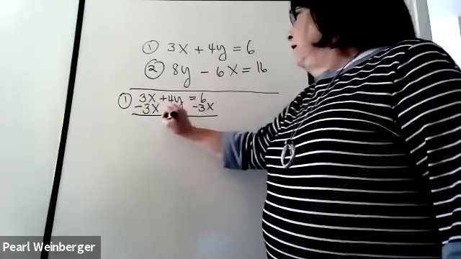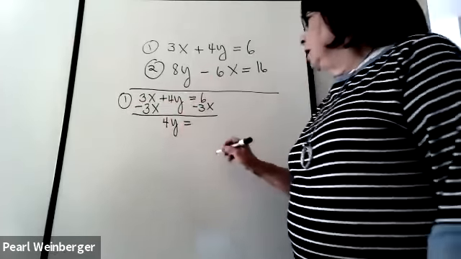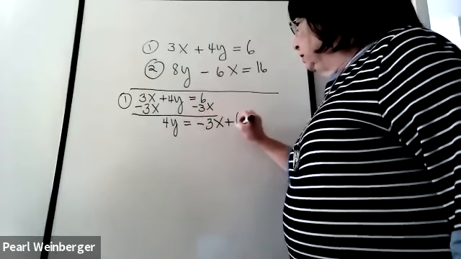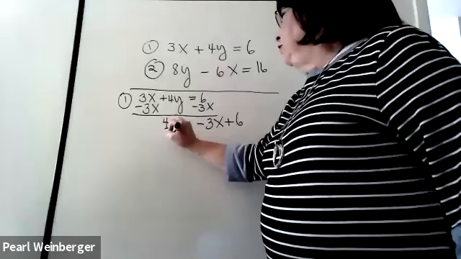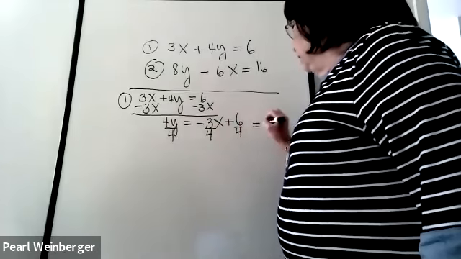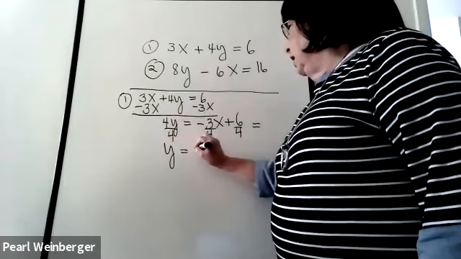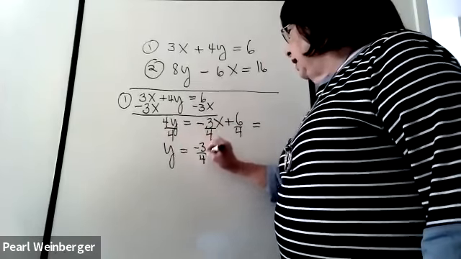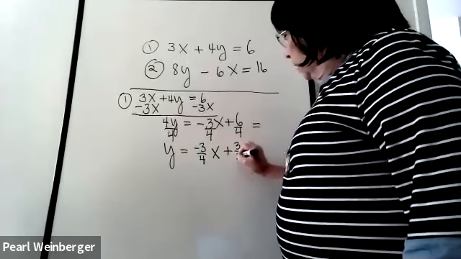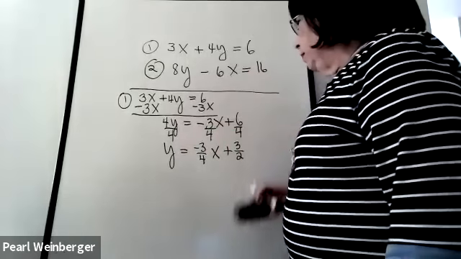This will give me 4y equals negative 3x plus 6. And then I'll divide by 4. And when I simplify this, I get y equals negative 3/4 x plus, and this I can reduce to 3/2 because both the top and the bottom can be divided by 2.